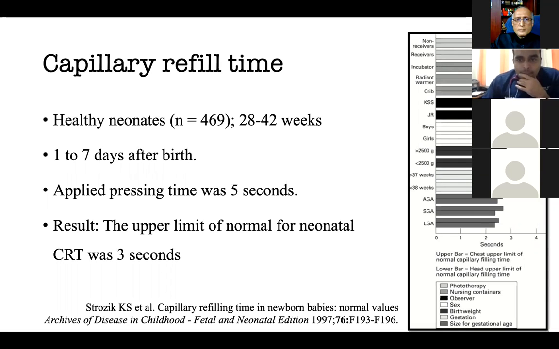Palms, sternum. So you don't assess over the palms. The recommended method is with your thumb, you press over the sternum and you wait for 1001, 1002, 1003, 3 to 5 seconds and then release and you look for the refill. So the upper limit of normal is 3 seconds.